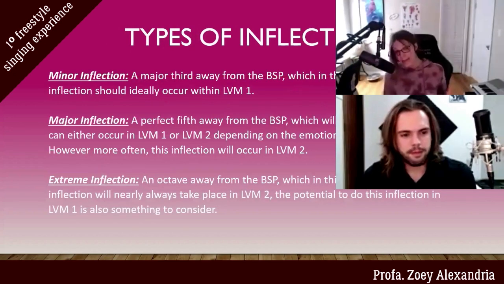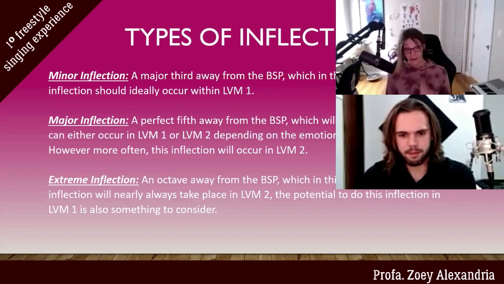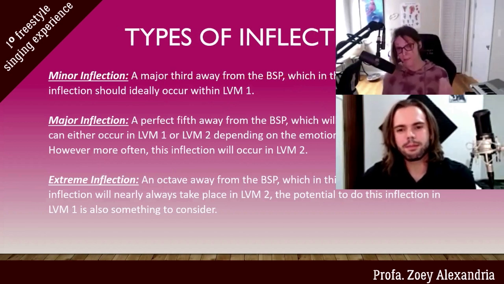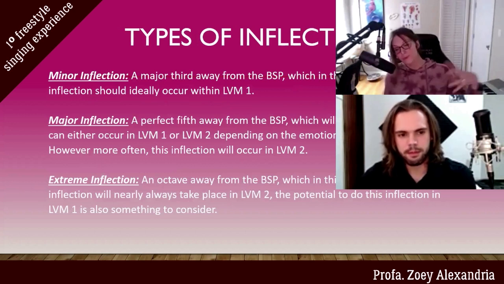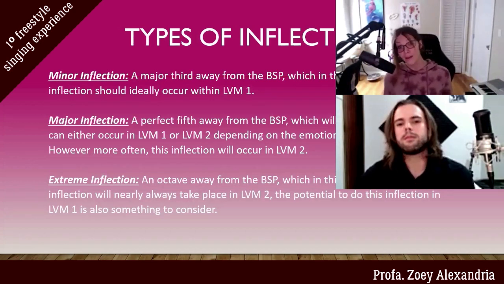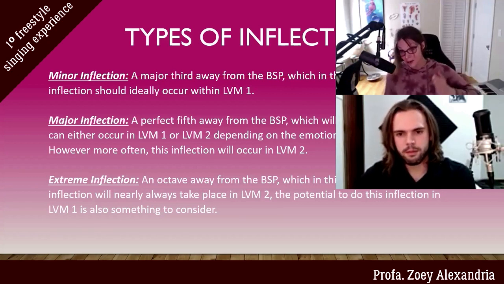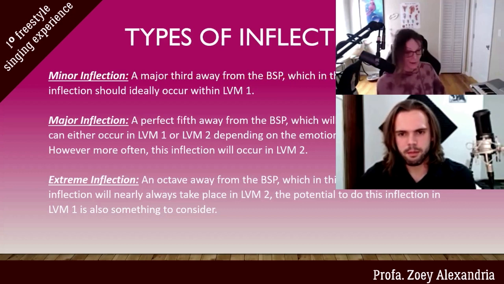Now, there are 3 major types of inflection. The first inflection is what's known as minor inflection. This is roughly a third away from the BSP, which in this case will be E4. So this inflection should still ideally occur within mechanism 1.